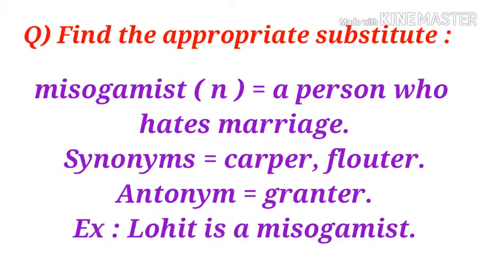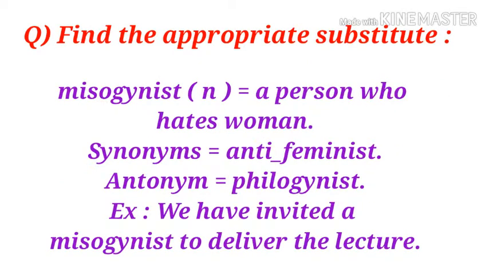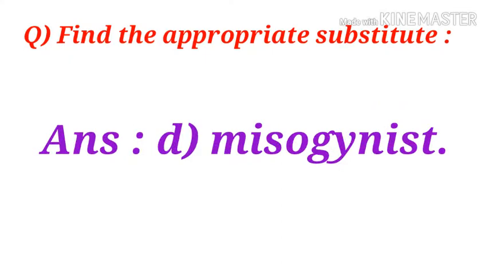Okay. Fourth option is misogynist. Misogynist is a noun which means one who hates women. Its synonyms are anti-feminist, chauvinist, and its antonym is philogynist. For example, we have invited a misogynist to deliver the lecture. That means we have invited a person who hates women, and he will deliver the lecture. Okay, we find such kind of people also. So this is the meaning of the word misogynist. Here we have got the meanings of all 4 options. So the appropriate answer for this question is option D, that is misogynist.